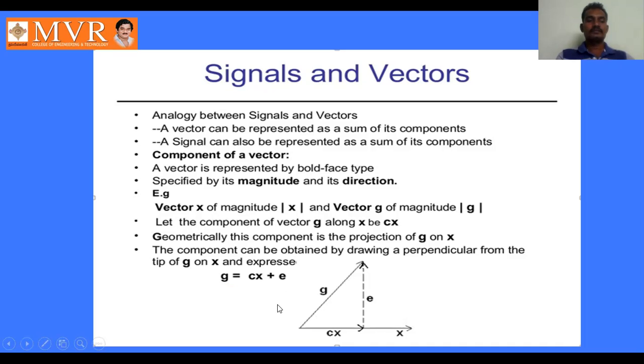Vector means it has both magnitude and direction. So here we are writing the component of one vector along another vector. Here one vector is g and another vector is x. We are writing the component of vector g along the other vector x as g equal to cx plus some error function, that is e.